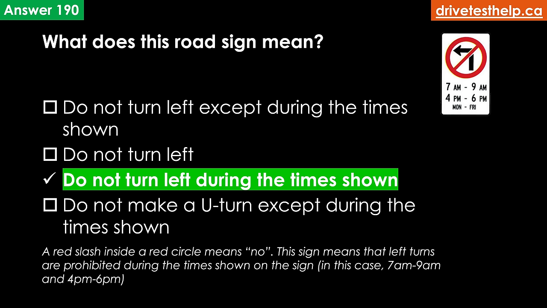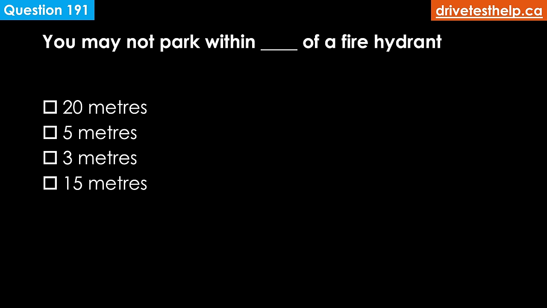A red slash inside a red circle means no. This sign means that left turns are prohibited during the times shown on the sign. In this case, from 7 a.m. to 9 a.m. and from 4 p.m. to 6 p.m. You may not park within blank of a fire hydrant.